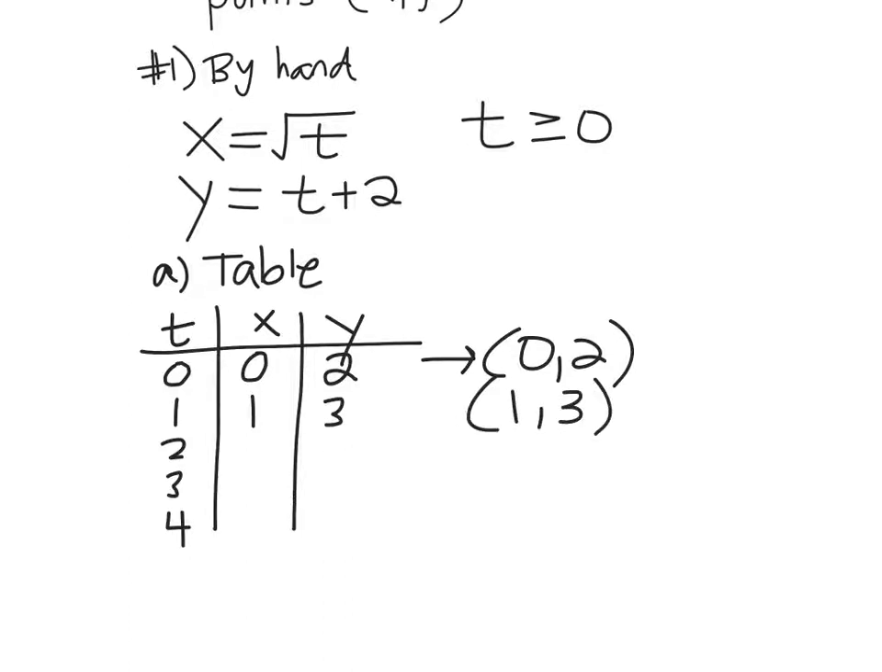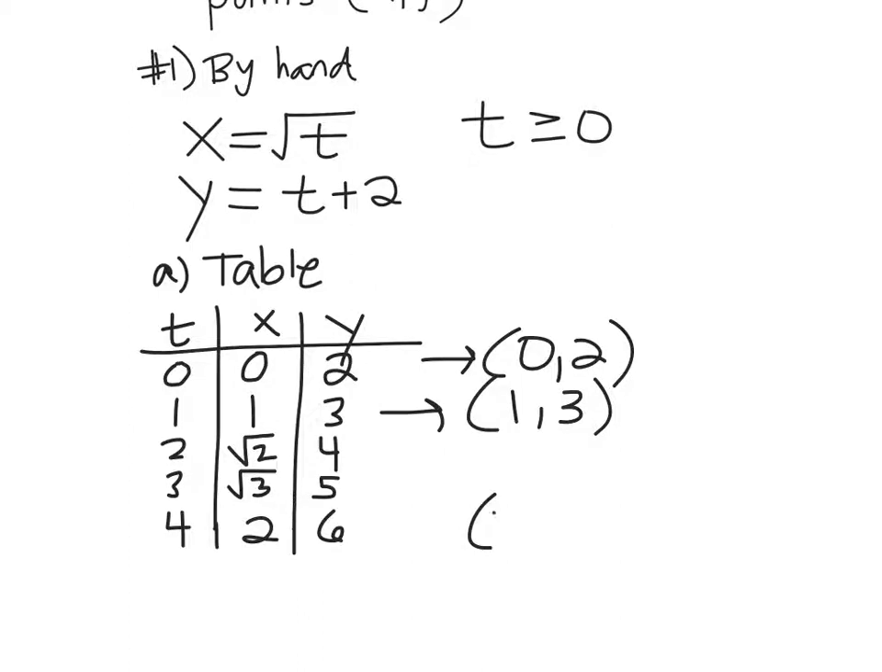You don't have to write that every time. You can see it in your chart. Now plug in 2, and you get the square root of 2, which is an irrational number, kind of gross, 1.41 or something. And then plug in 2, and you get 4. Do it again with 3, and you get root 3, 5. And then finally do it one last time with 4. Square root of 4 is 2. 4 plus 2 is 6.